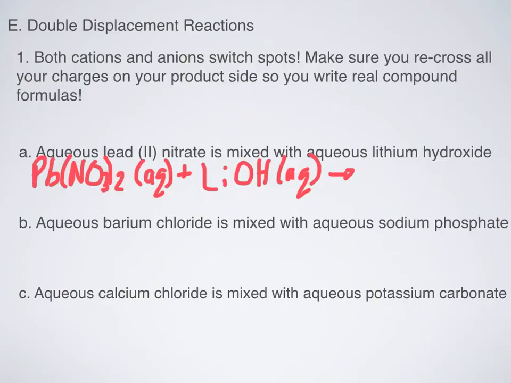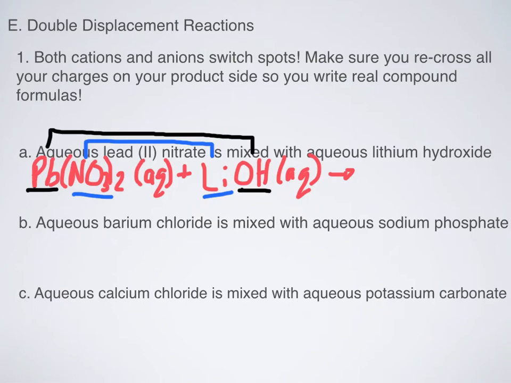So what's happening? I take my metal, and I'm going to pair it up with my anion on the opposite side. So Pb is going to get paired up with OH. And then on the inside here, I'm going to pair up my metal and my anion again, like this. That's what swapping ions looks like when we're talking about double displacement reactions.